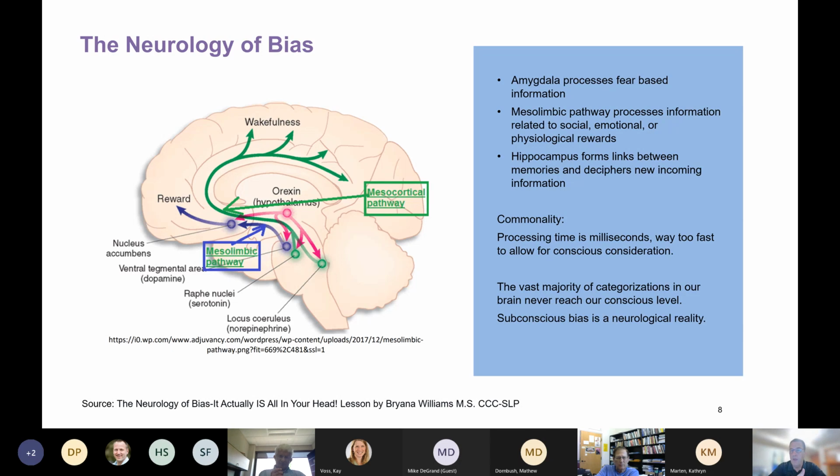So if we see someone who looks like someone of whom we have a memory, the hippocampus might then sort of draw on that memory to say, what do we know about a person who looks like that? The processing time in all of these areas is just milliseconds. It's way too fast to allow for conscious consideration. So our brain was not programmed to think about every new stimulus. It was programmed to respond autonomously and automatically to the majority of stimuli that were coming in.